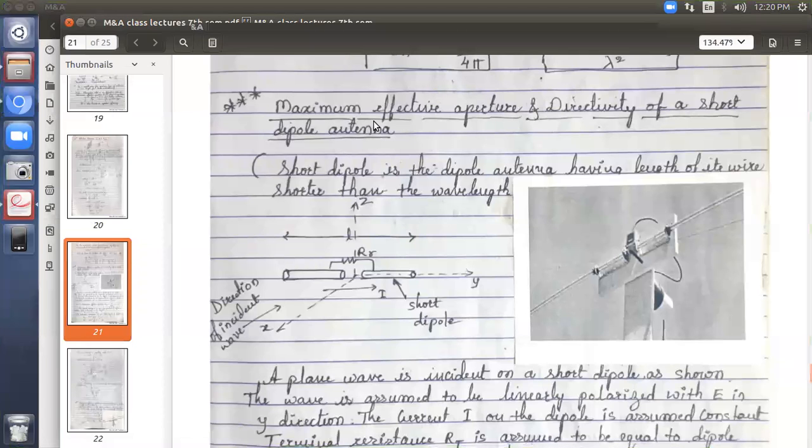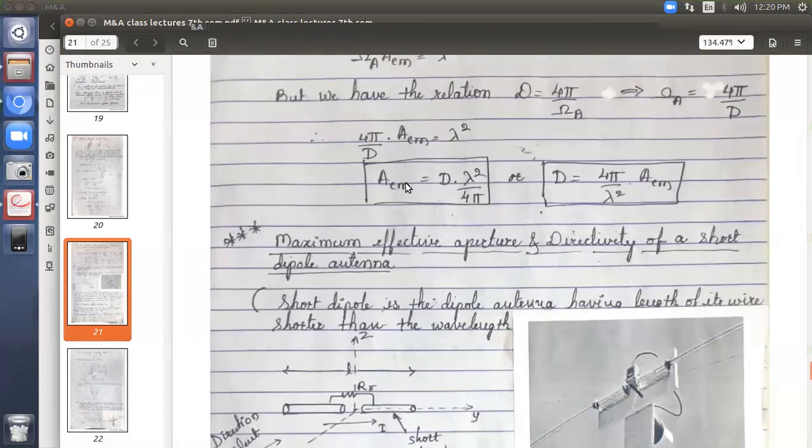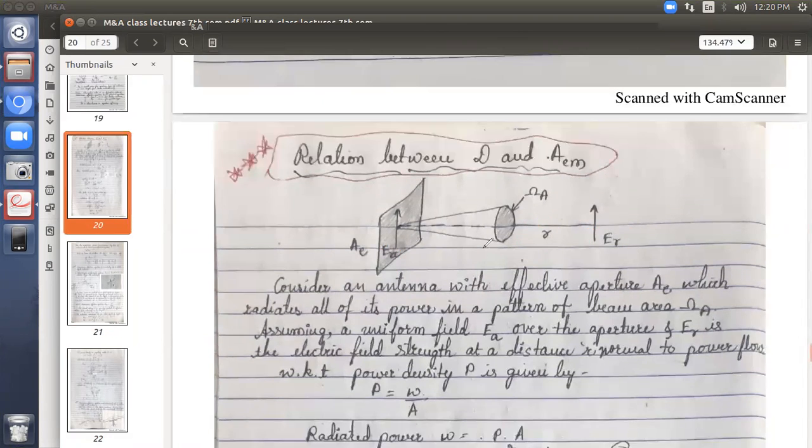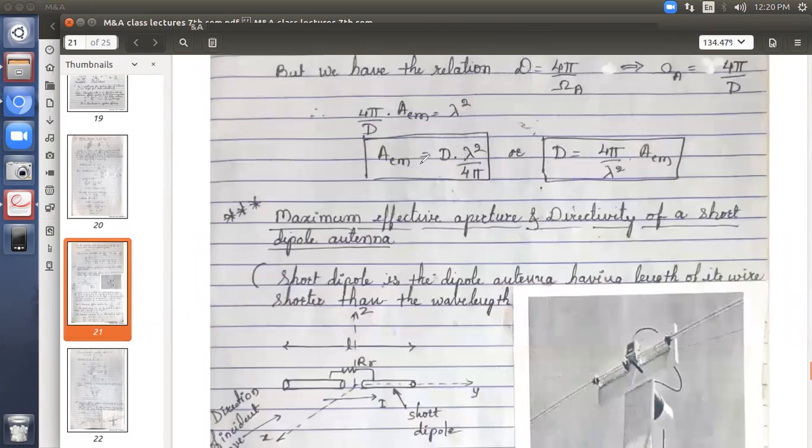Good afternoon, all. In the previous session, we completed the relationship between the directivity and maximum effective aperture with the help of this figure, which you can see on the screen. Considering the two different fields, E_A and E_R, which is at a distance R, we have seen the relationship between D and A_EM. This box which I have put is the relationship.